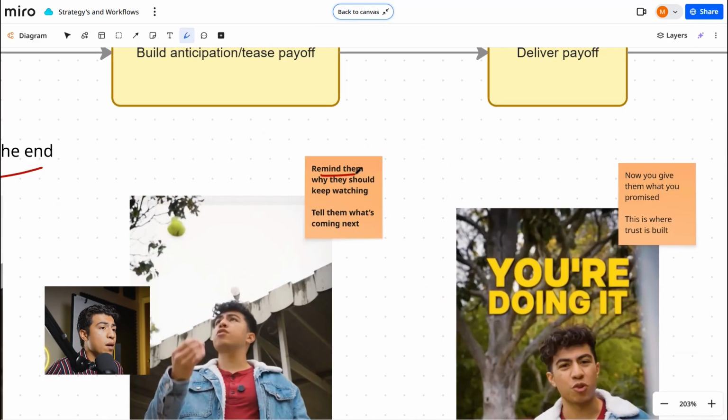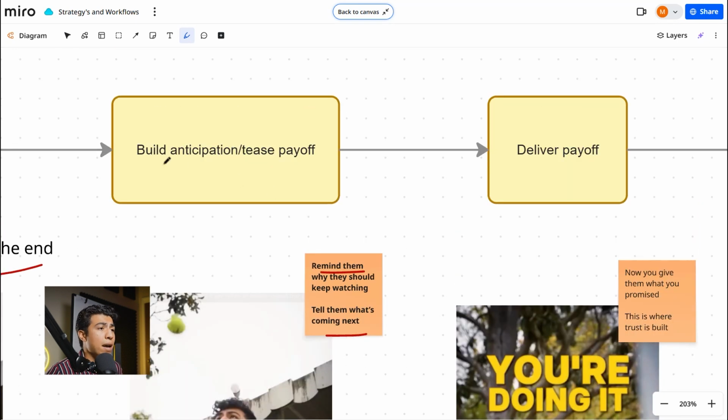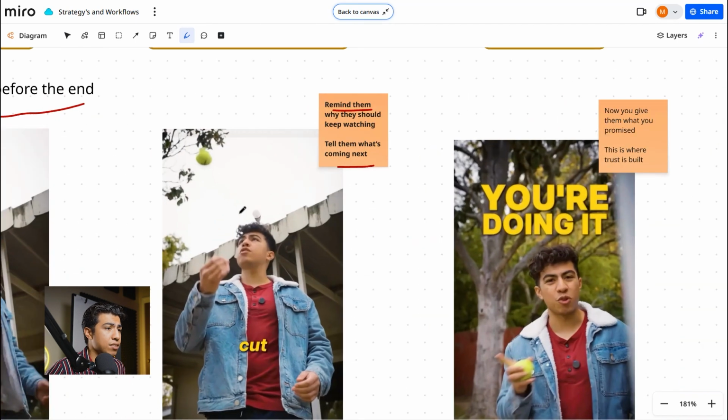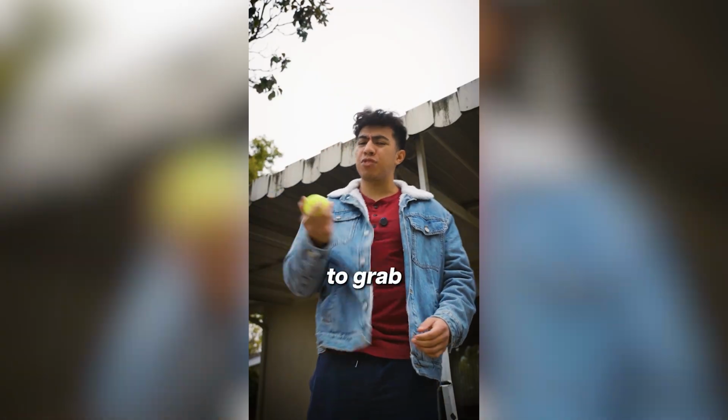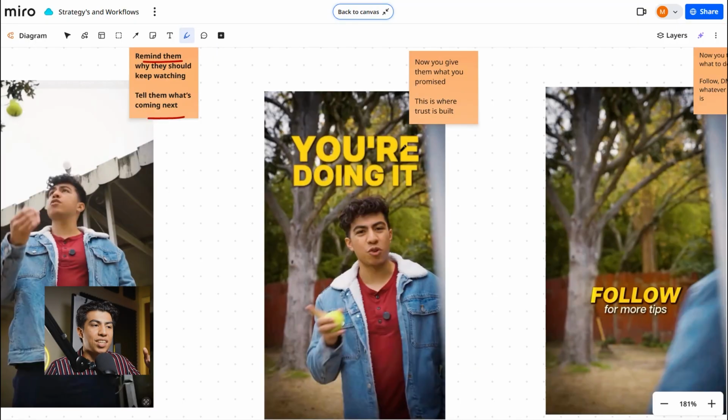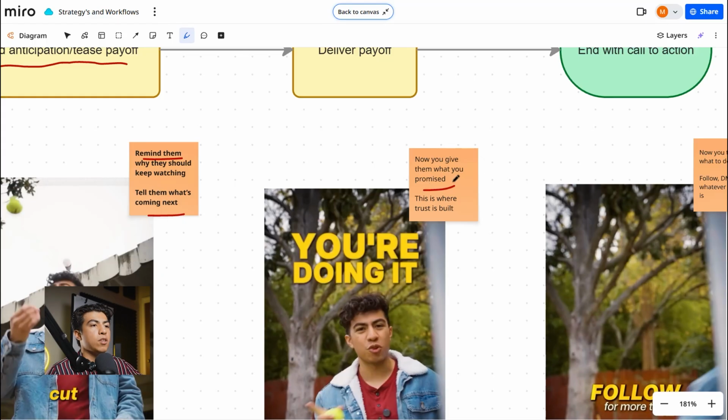You want to remind them why they should keep watching. Like I've said repeatedly, this tells them what is coming up next. And you do that by building anticipation and teasing a payoff. The way that I did this, I tossed the tennis ball up in the air, and then in the final shot, I caught the tennis ball. It's a different angle once again. It's giving them what you promised in the video.